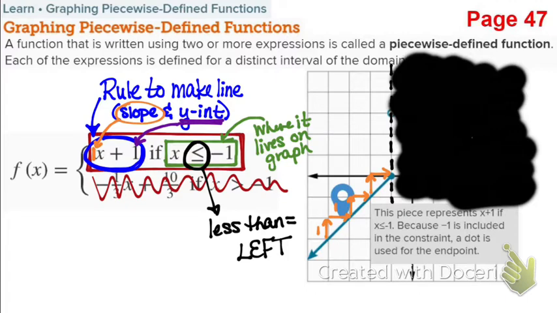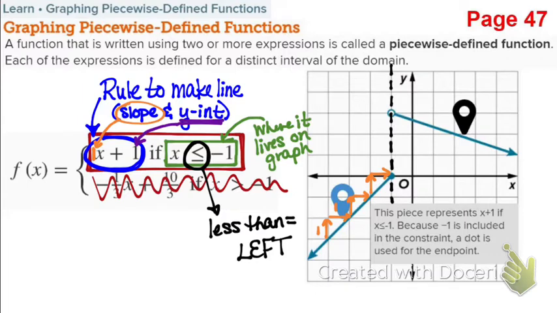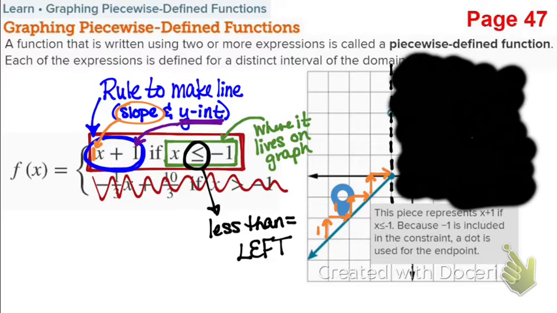For just a moment, I want to imagine that we could keep going, that I could cross the fence. If I kept going with up 1, right 1, where would it hit the y-axis at? Where would I hit the y-axis at if I could keep going? At +1, which is what we said our y-intercept was. So it tells me my slope, it tells me my y-intercept, and it tells me what part of the graph it lives on.